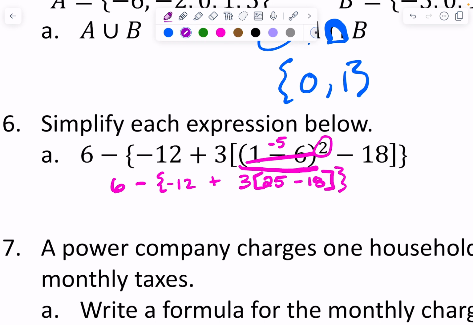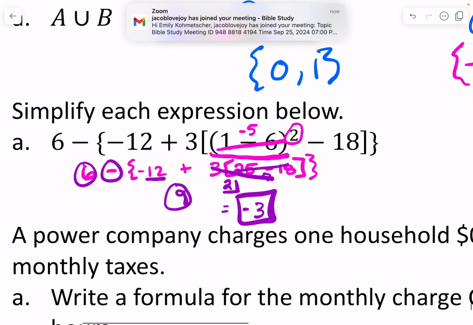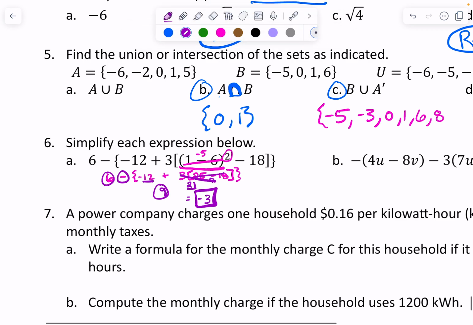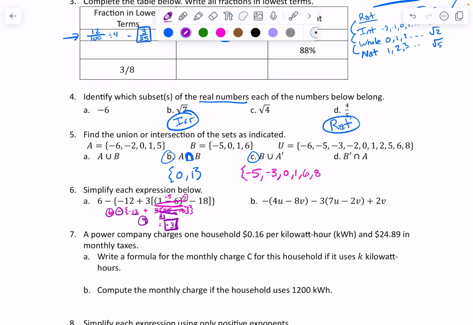Okay, now 25 minus 18 is 7, and 3 times 7 is 21, and -12 plus 21 is 9, and then this is 6 minus 9, which is -3, and that's my final answer. So that was kind of messy. All right, I'll try to make my work a little bit easier to read than that for part B, I guess.